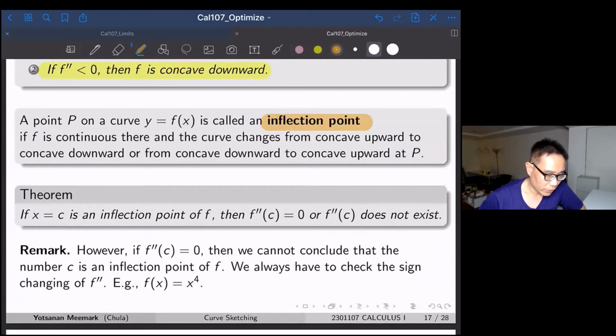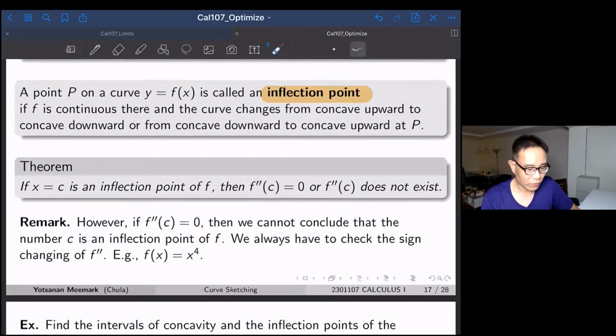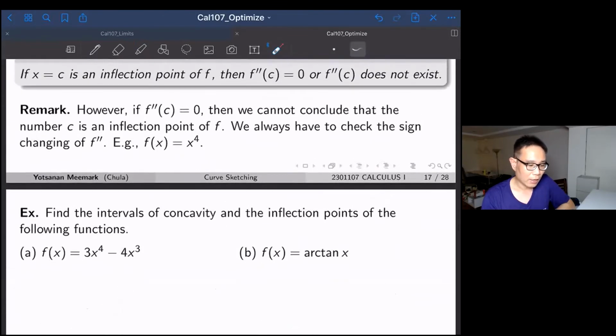If x equal to C is an inflection point, you can conclude that the second derivative is 0 or the second derivative does not exist. This is the theorem. However, the point where the second derivative equals 0 does not mean that you have an inflection point all the time. Sometimes it's a little bit tricky, like f(x) equal to x to the fourth.